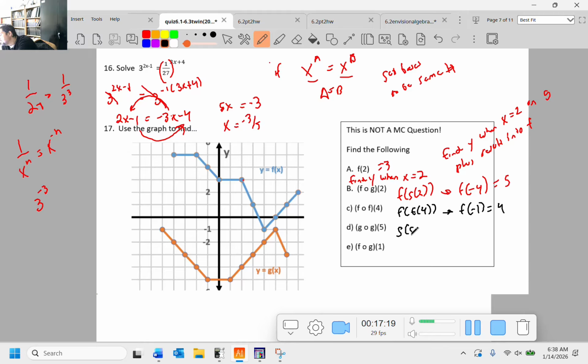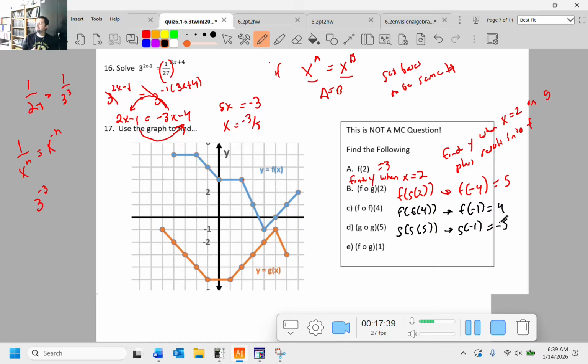G is G of 5. That's how some kids say it, but G composed of 5. So I go to where x is 5. I look at function G, and I get a -1. So it becomes find G of -1. And now I go to where x is -1, and since it's still talking about G, I glance down at G, and I see that she is in fact -5.